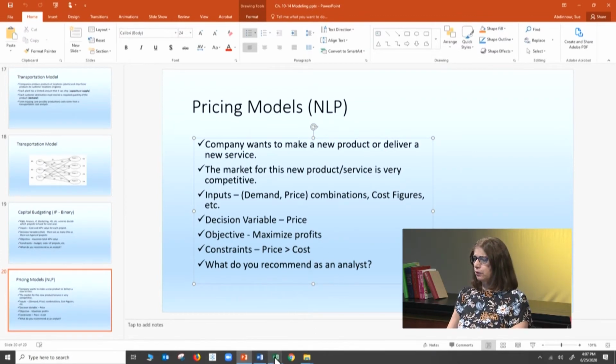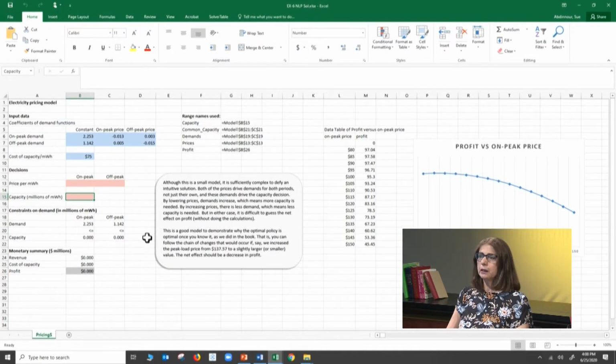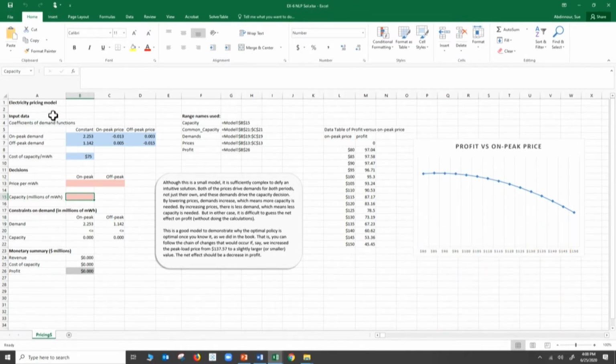Let's look at this and what makes it nonlinear. This is a great example of a utility company that is trying to come up with a price. Same with the oil companies. These oil companies use very sophisticated mathematical models to come up with what the oil price should be, what the electricity price should be.